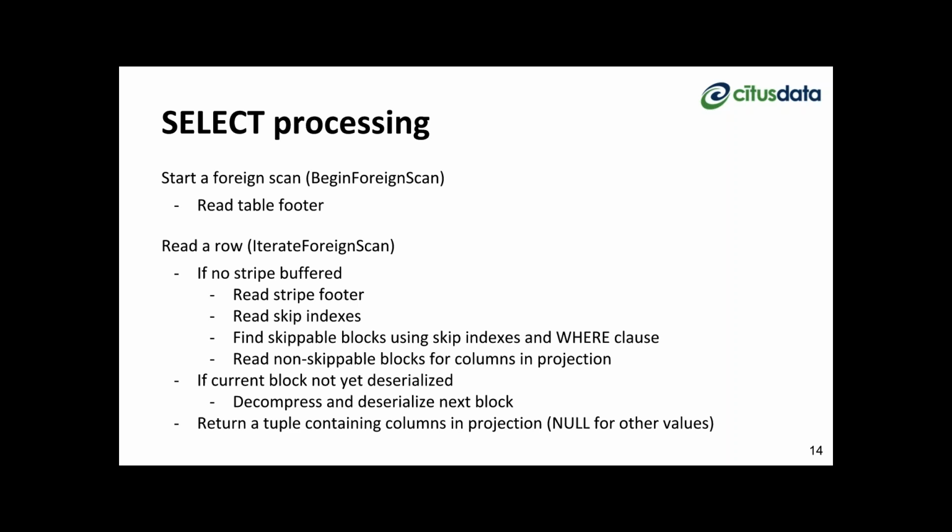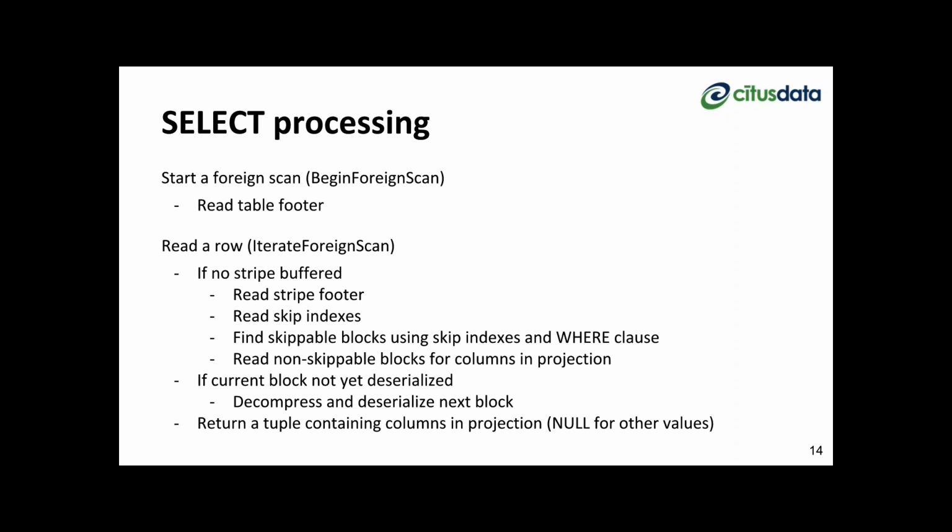So the next step, it looks at the current block, so let's say the first block, if it's not yet been deserialized, because at this point the whole stripe is in memory, but it's still compressed. Then it actually looks at a block. If it's not been deserialized, it decompresses it and deserializes it. Well, that's sort of one step, really. And so then we have the uncompressed data for one block in memory. And then we return a tuple from that block. And then PostgreSQL does the rest of its query processing magic.